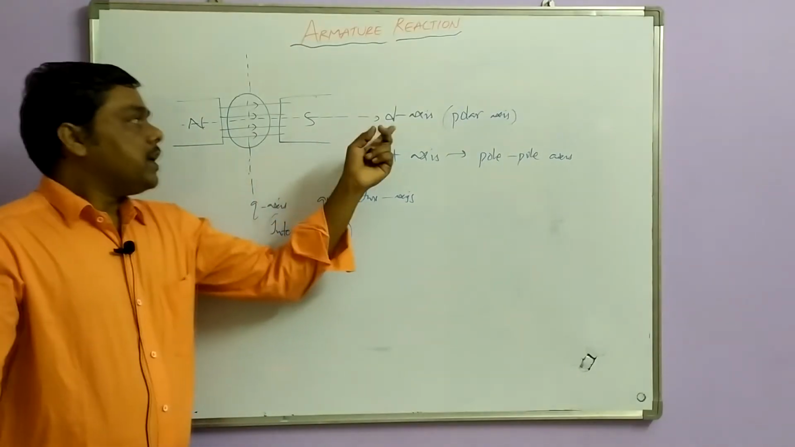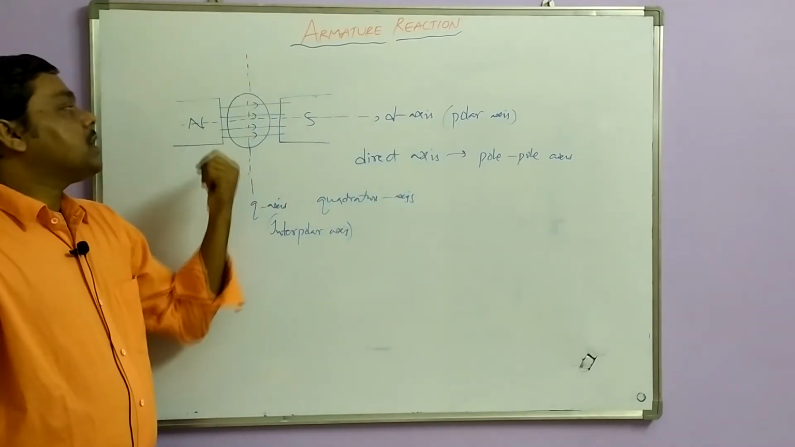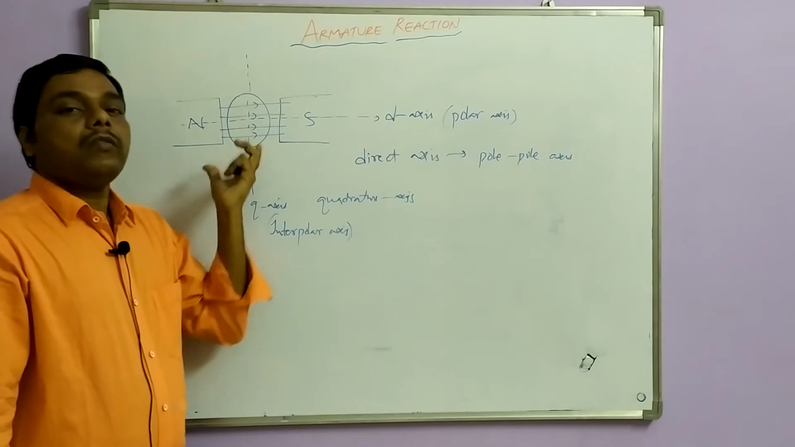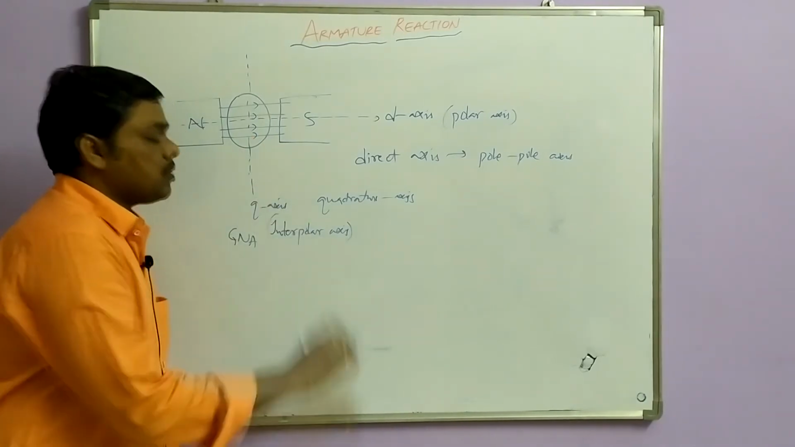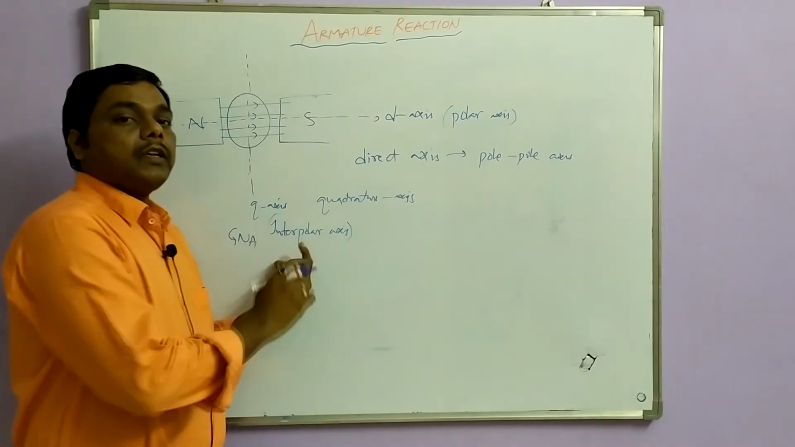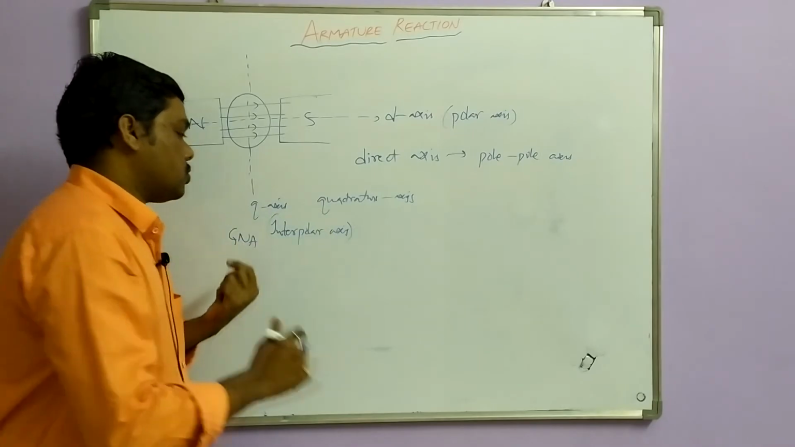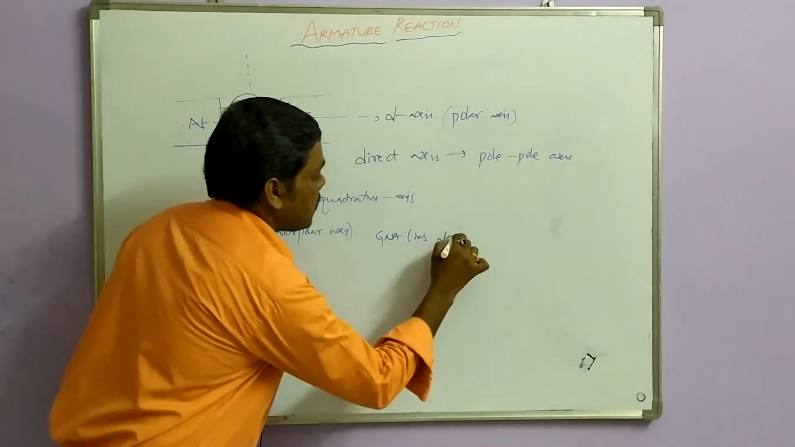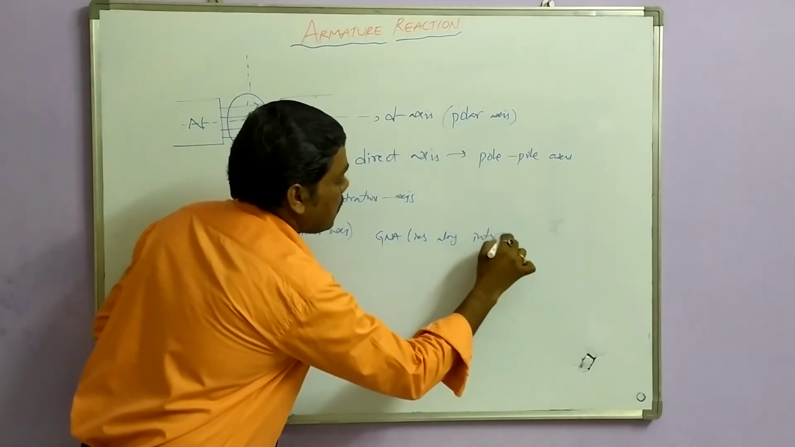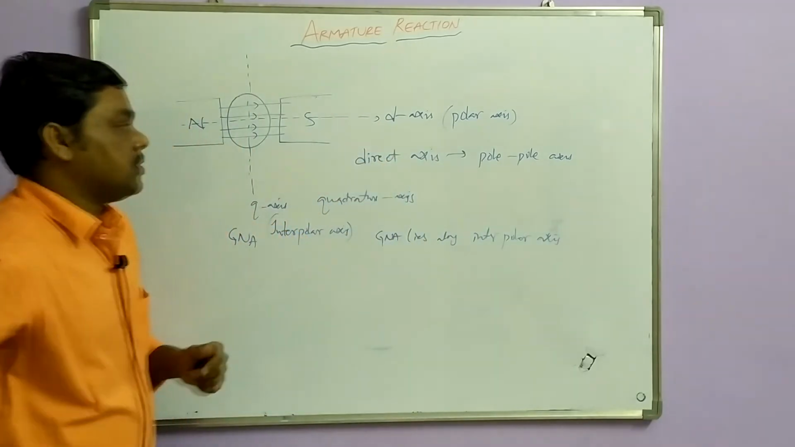Now what do you mean by D axis? Pole to pole, and quadrature is nothing but the vertical distance. It is always along the GNA. That means you have to remember the GNA always lies along the interpolar axis.